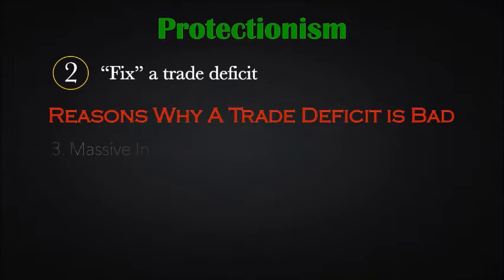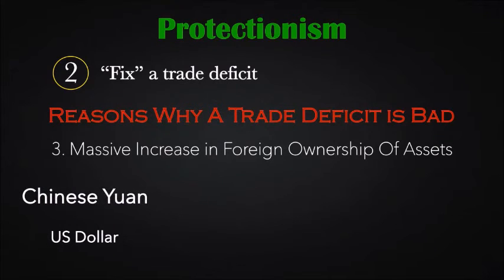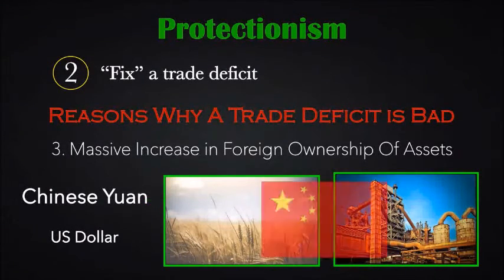So the third possible negative is that there could be a massive increase in foreign ownership of assets. For example, if the purchasing power of the Chinese currency increases massively relative to the dollar, then many Chinese people may invest in American lands, factories, and government debt. Now this may seem nice at first, but if all the land, all the factories, and all the government debt is owned by the Chinese, then the economic sovereignty of the US may be in danger.